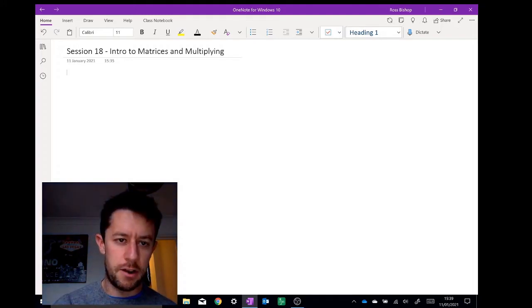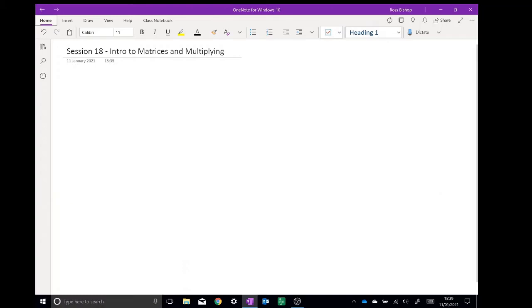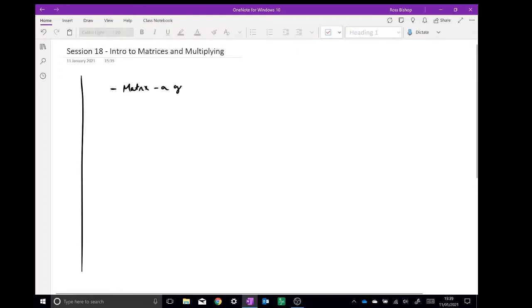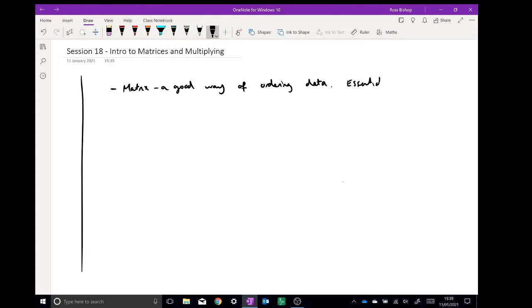So let's get cracking. A matrix is quite simply a good way of ordering data and putting values in. It's essentially a table, really.